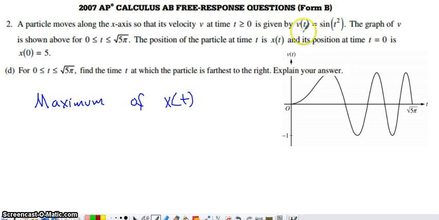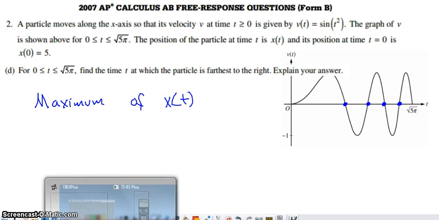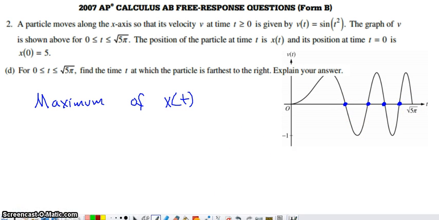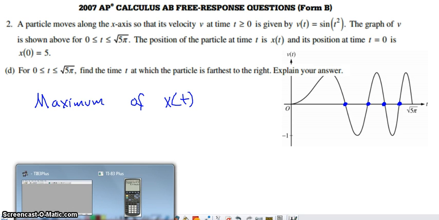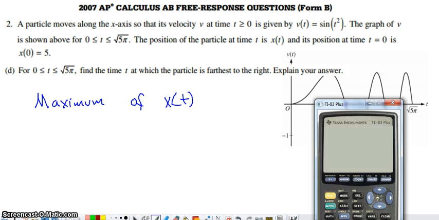They've given us the derivative of x of t. We would want to know when that is 0. Well, it's 0 at these locations on the t-axis. I'm going to take a minute to find those on the calculator real fast, and I'll just label them on my graph, and we'll get back together in a minute to talk about the conclusion.